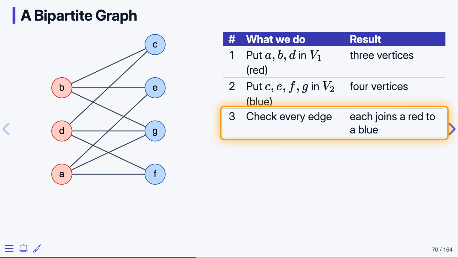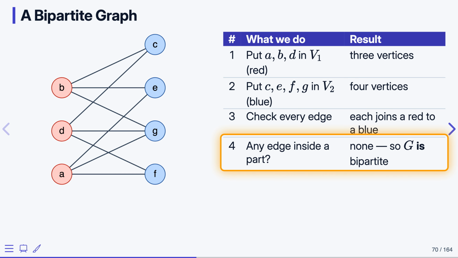A goes to G, F, and E, all blue. B goes to G, E, and C, all blue. D goes to F, C, and G, all blue. Step 4, so no edge joins 2 reds and no edge joins 2 blues. The split works and G is bipartite.